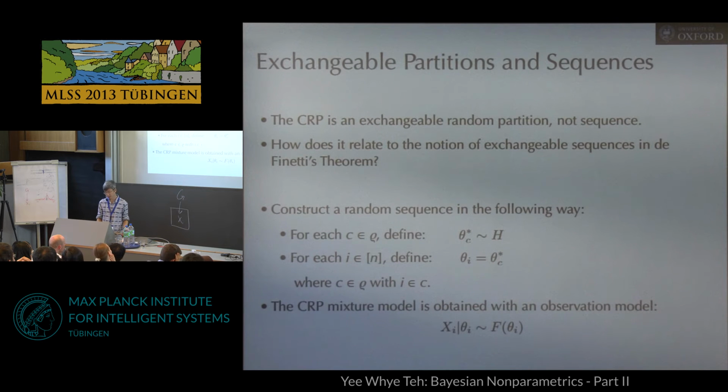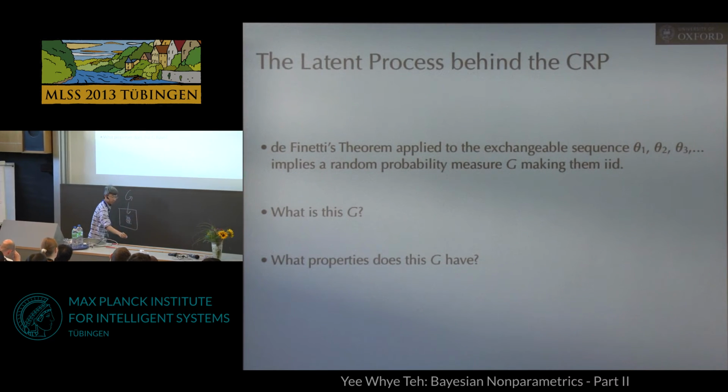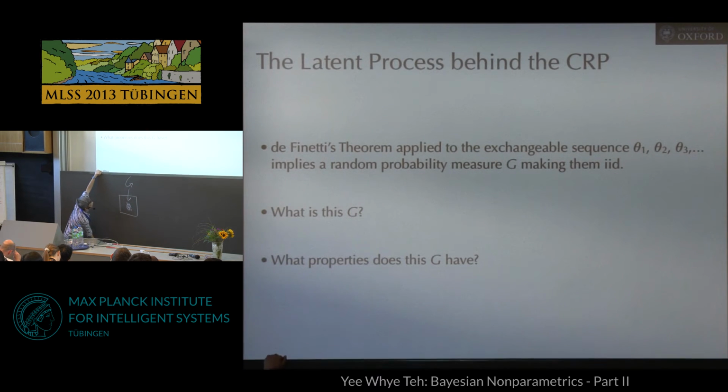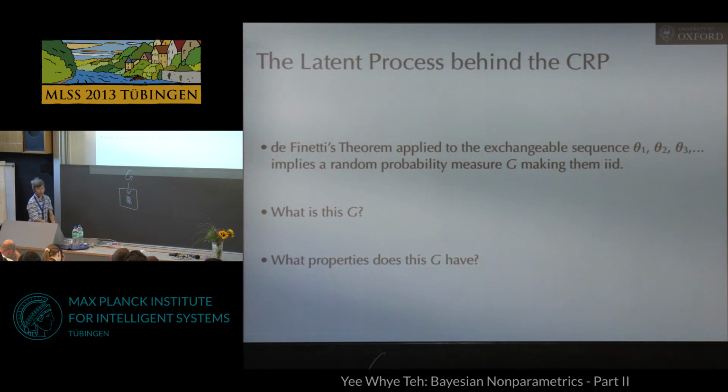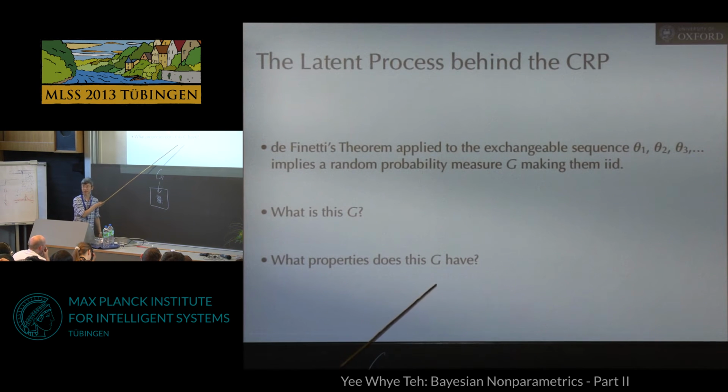Now we can apply de Finetti's theorem: we have this sequence of random variables that's exchangeable, so de Finetti's theorem implies that there's some random probability measure G which makes them IID. We have a model which looks like this, where instead of x we have theta. So the question that we'd like to answer is, what is this G? That's going to be the Dirichlet process. And what properties does this Dirichlet process have?